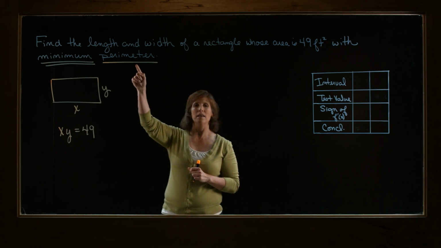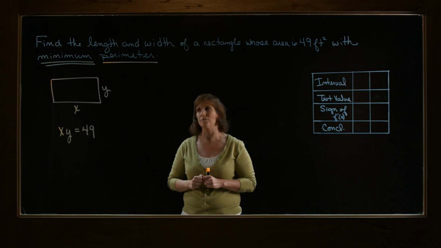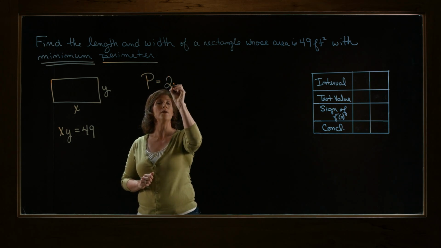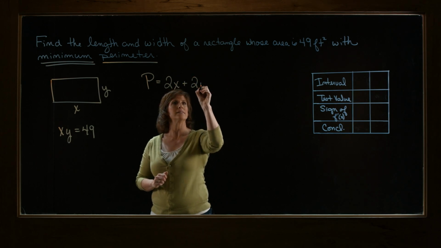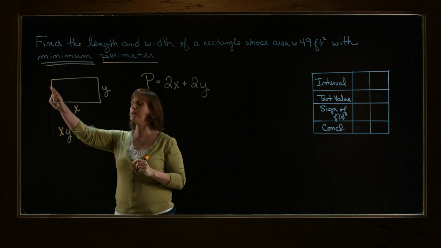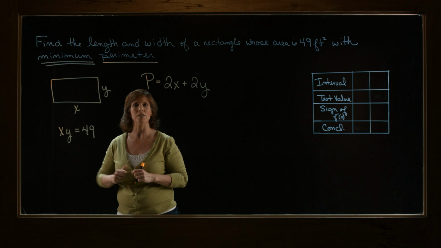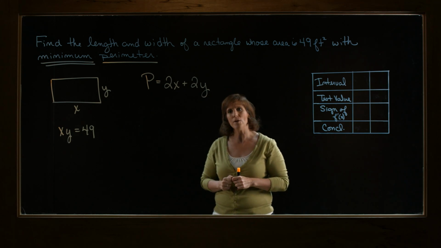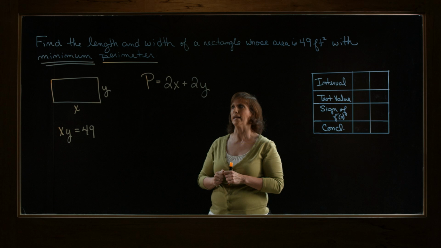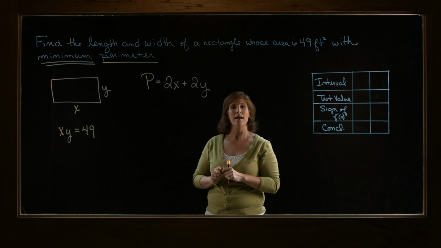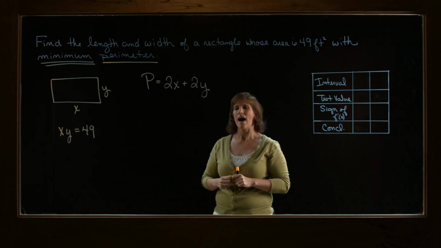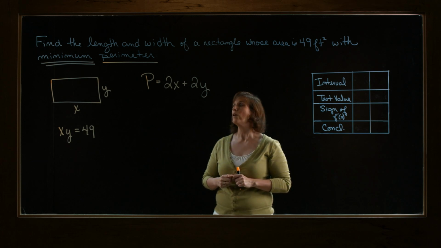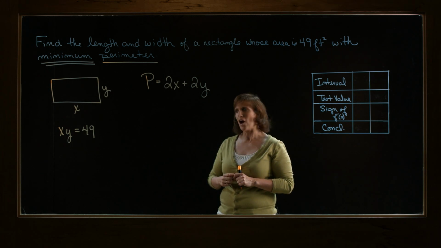So I want to begin with an equation for perimeter. So that's what I call my primary equation. And the perimeter is 2x plus 2y, because it's the distance around the edge of my rectangle. Well, if I look at this equation, I notice that there are two variables in it, the x and the y, that act as independent variables. I would really like to write this as one variable. So, how can I accomplish this?